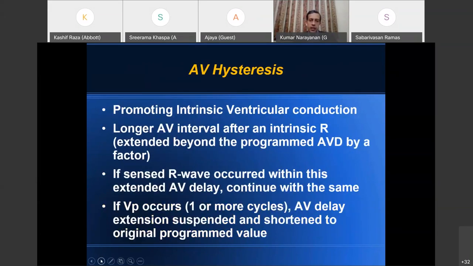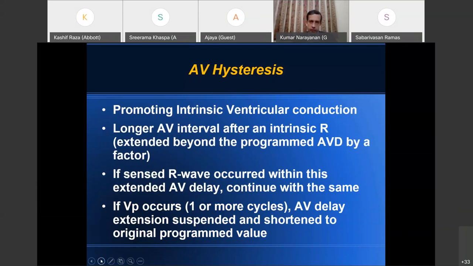So number one of the common algorithms which you'll encounter to minimize ventricular pacing is known as AV hysteresis. Now again, different companies have different proprietary names for this. So in a simple way, it will be similar to atrial or ventricular hysteresis. So here what will happen?